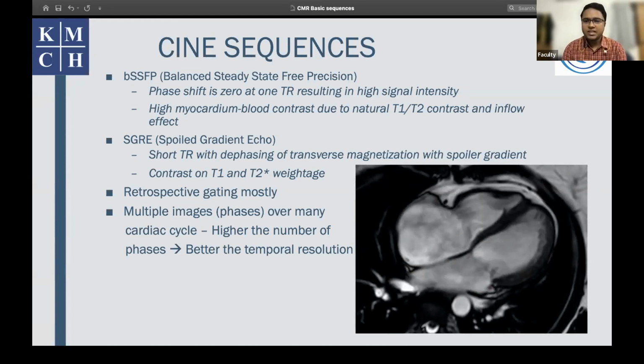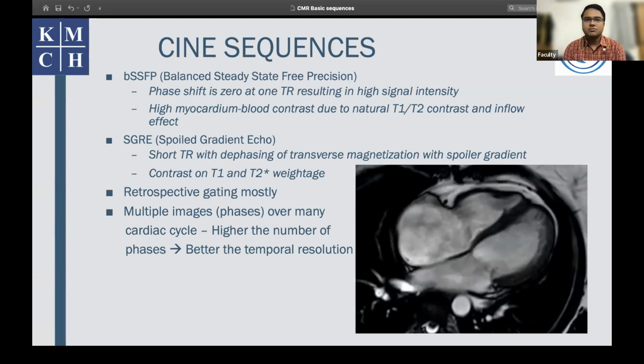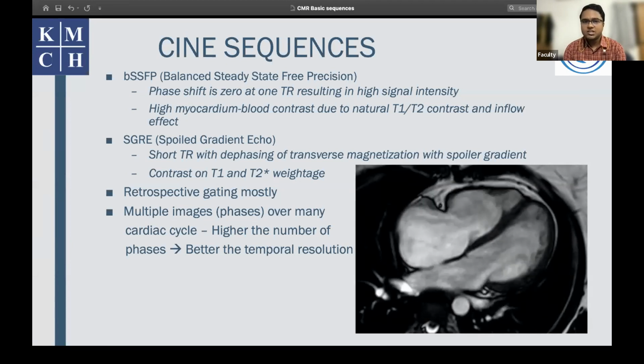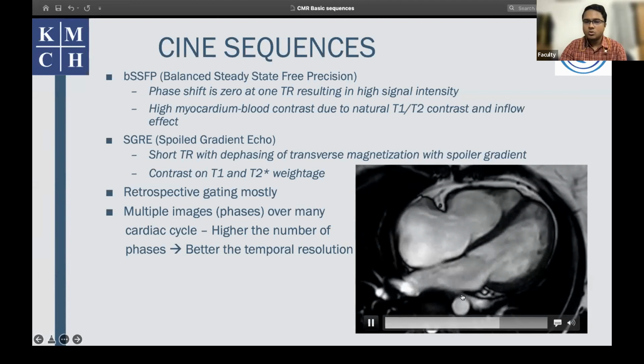And also the inherent contrast of this SSFP sequence produces a high myocardium to blood pool contrast because of the inflow effect of blood and the T1 and T2 contrast of the myocardium. So both these, coupled with the very minimal dephasing of protons that happens in an SSFP sequence, produce a very bright signal from the flowing blood and a low signal from the stationary myocardium. So this produces an image like this, where you can see that the blood is bright and the myocardium is low signal.